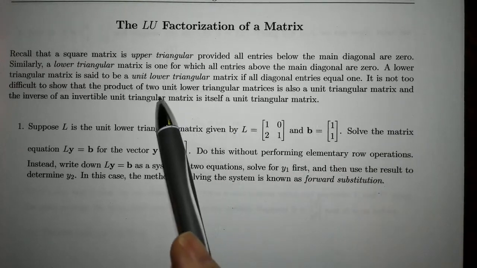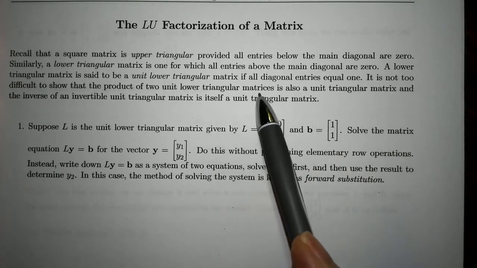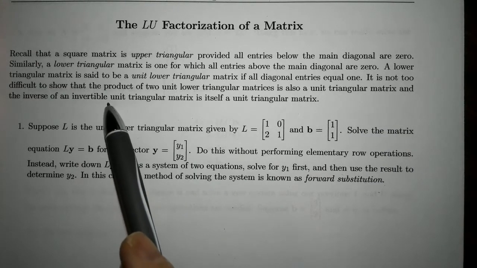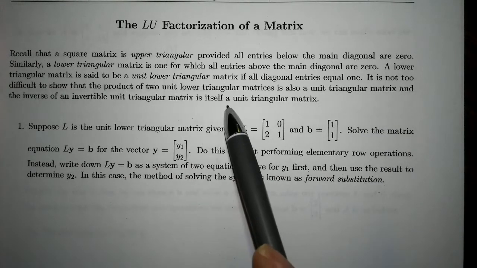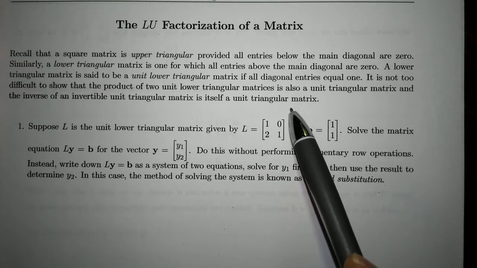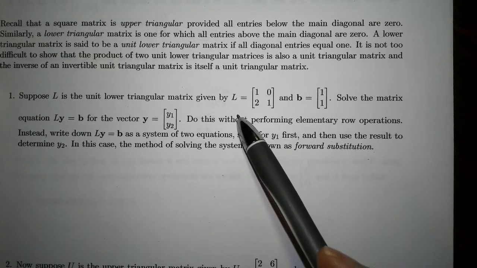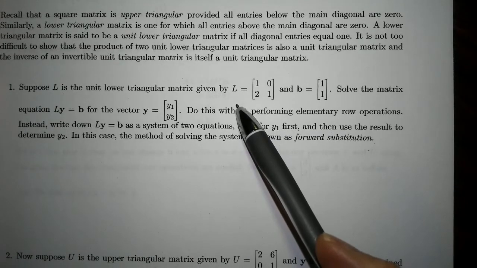It's not too hard to show that the product of two unit lower triangular matrices is also unit triangular, and the inverse of an invertible unit triangular matrix is itself a unit triangular matrix. So we can use lower and upper triangular matrices to efficiently solve systems of equations.